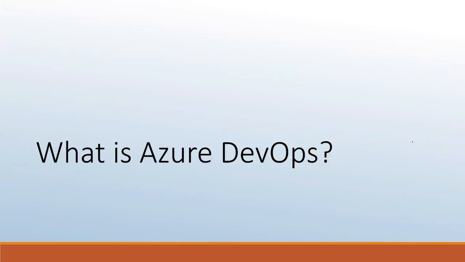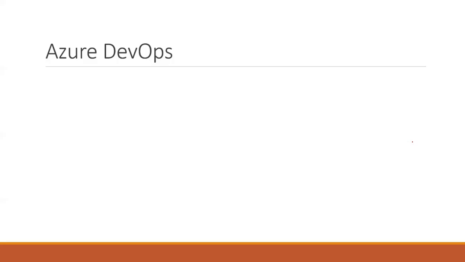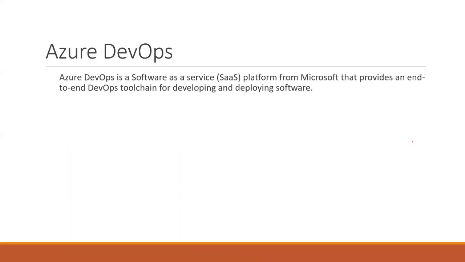Before we see some demo, we will see what Azure DevOps is a little bit. Azure DevOps is a software as a service platform from Microsoft that provides an end-to-end DevOps toolchain for developing and deploying software. You see, there are different tools for different purposes. For version control, there are different tools. For creating build pipelines, there are different tools. For creating release pipelines, there are different tools. But what Azure DevOps does, it provides all the functionality in a single place.